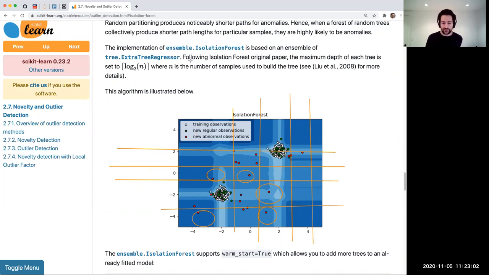And so if you just randomly split things, the things that get to be by themselves in a region faster are more weird because there's nothing near them. Whereas all of this stuff over here, it's going to take a lot of splits to get any of those points to be all by themselves because they're so close to each other. And so the longer it takes for a point to be by itself, the more outlier-y it's considered.